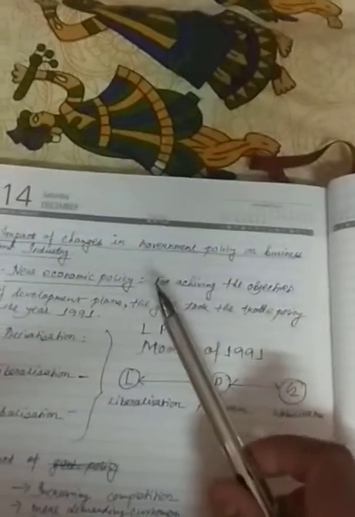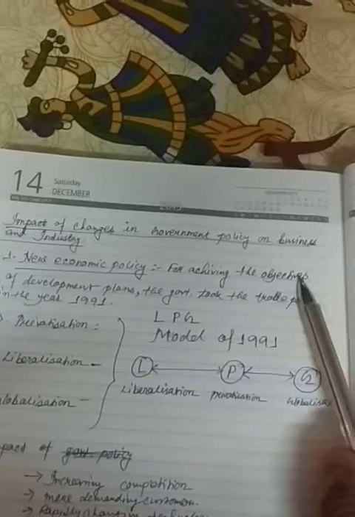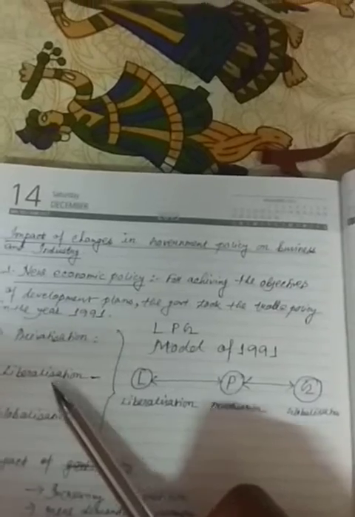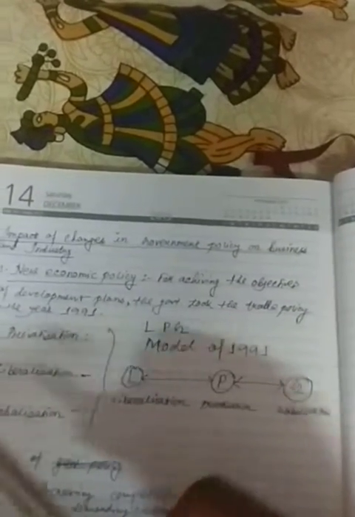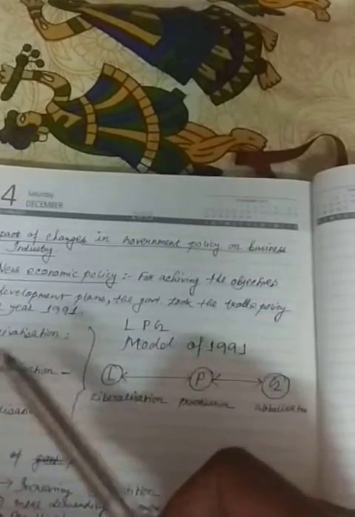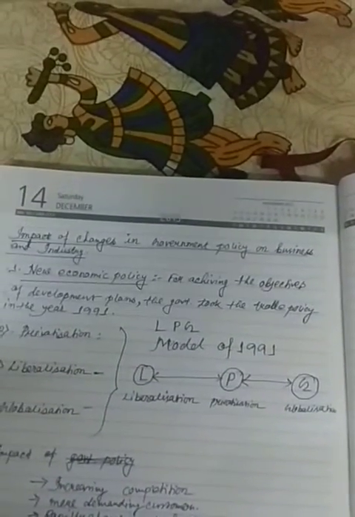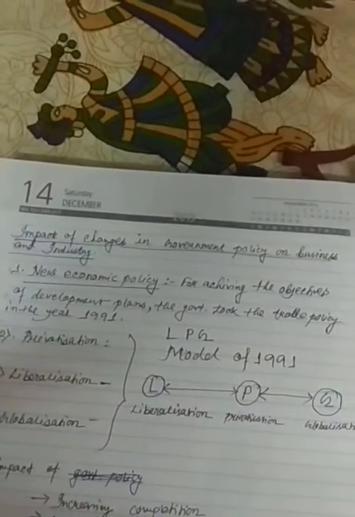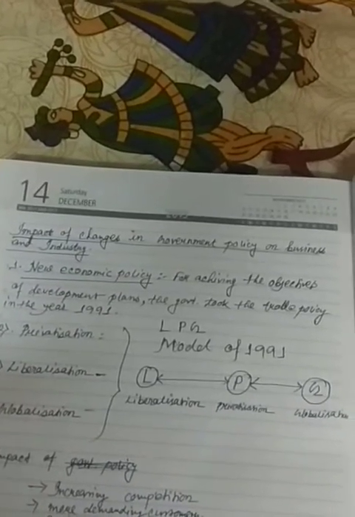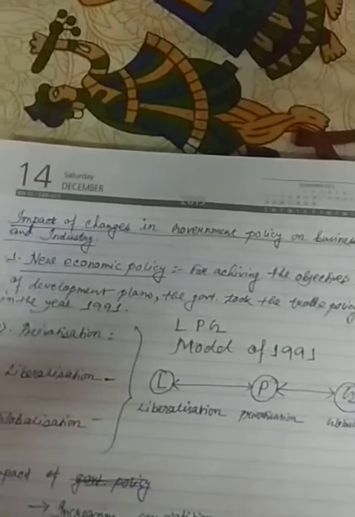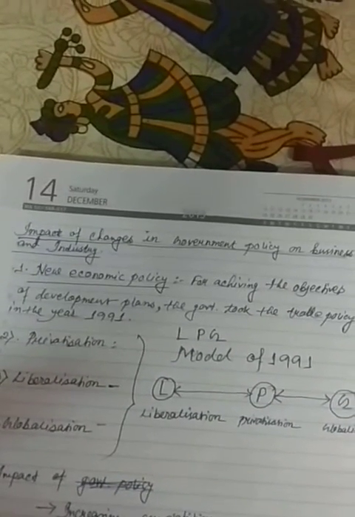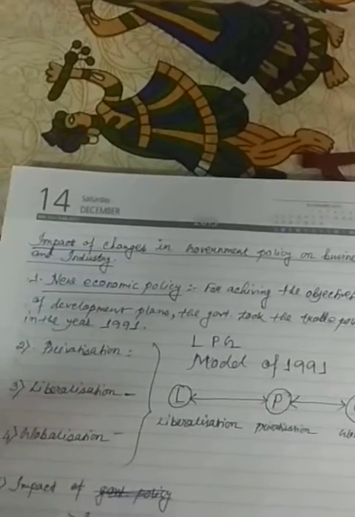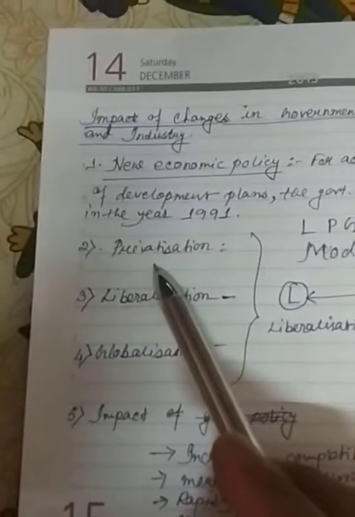For achieving the objective of the development plan, the government adopted an inward-looking trade policy. Due to this, in 1991, the economy faced a serious foreign exchange crisis, a high government deficit, and a rising trend in prices. As a result, the government decided to announce the new industrial policy aiming at liberalization, privatization and globalization of the Indian economy. So, first of all, that is privatization.